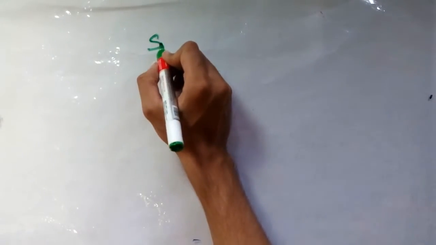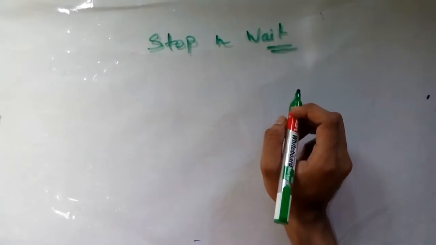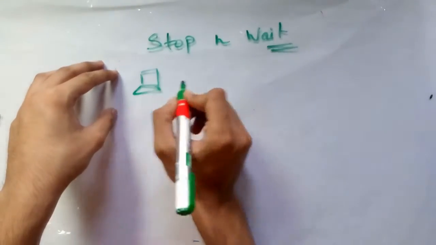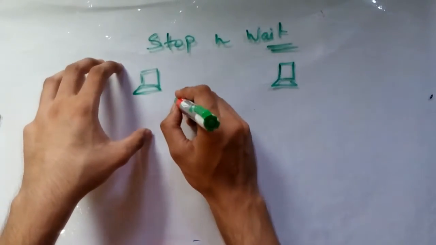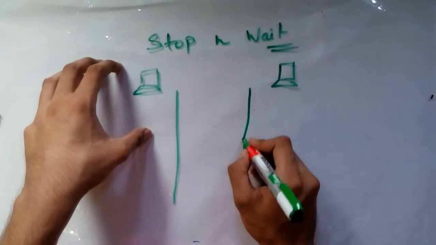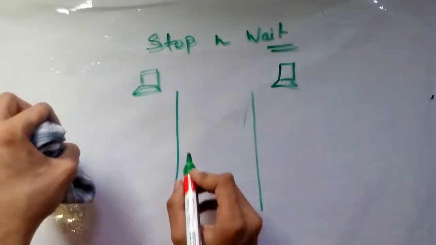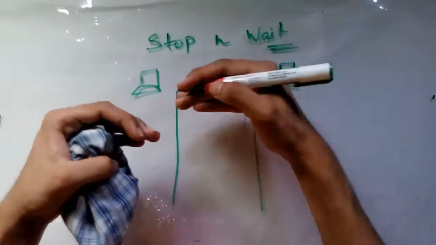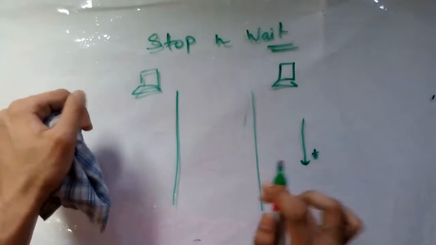So stop and wait. Why the name stop and wait? In stop and wait, suppose this is the sender and this is the receiver. Okay. I'm creating a timeline right here. This is the sender side, this is the receiver side, and this is a timeline which would proceed in the downward direction. Okay.